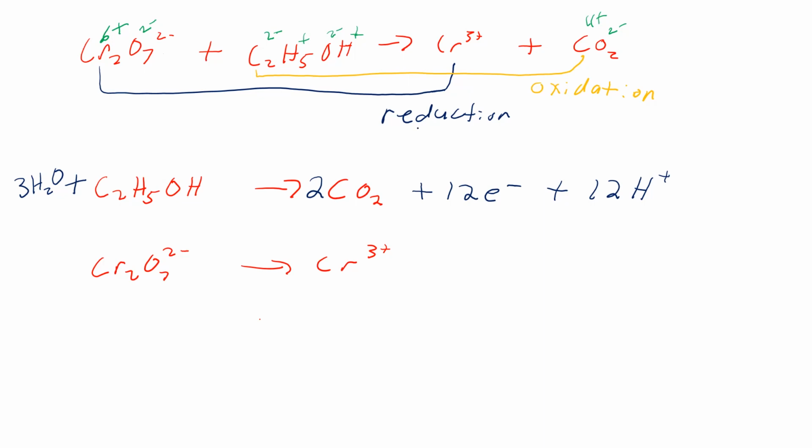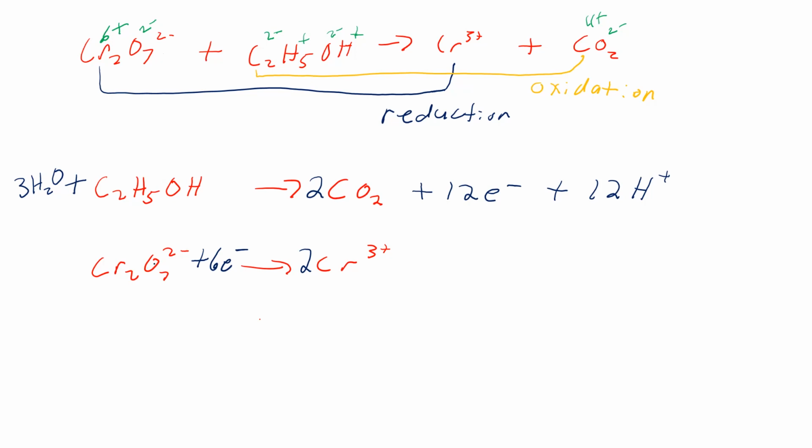If we look at our reduction reaction, we balance everything except for hydrogen and oxygen. So we've got 2 chromiums on the reactant side and only 1 on the product side, which means that we need to put a 2 here. Chromium went from 6 positive to 3 positive, so we gain 3 electrons. But there are 2 chromiums, so we actually had to transfer 6 electrons. So we're taking care of our electrons now.